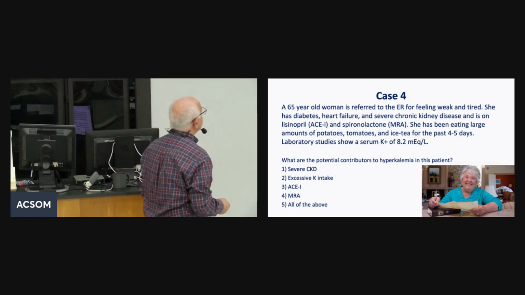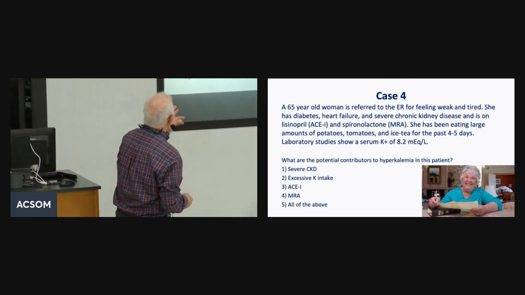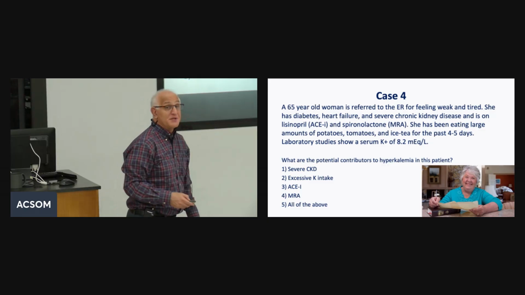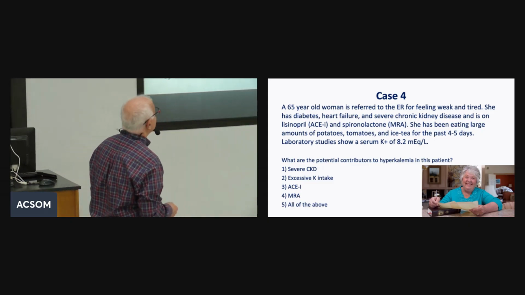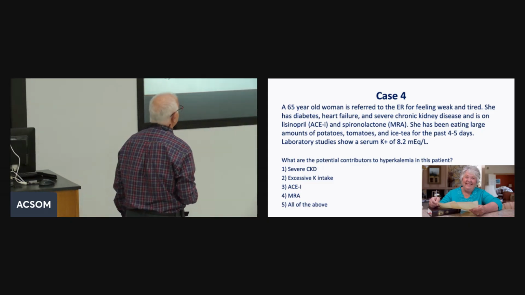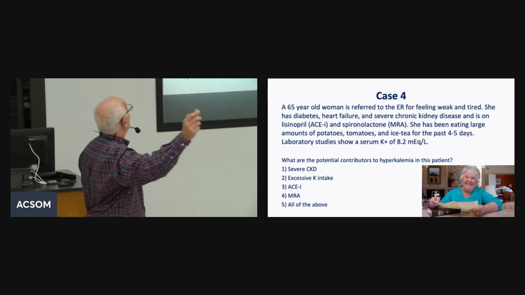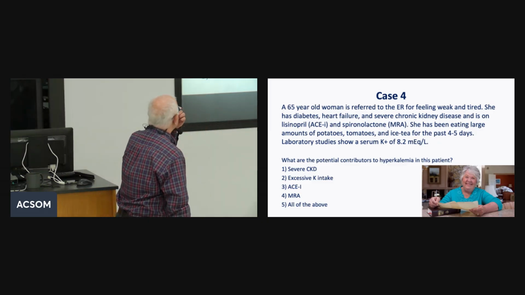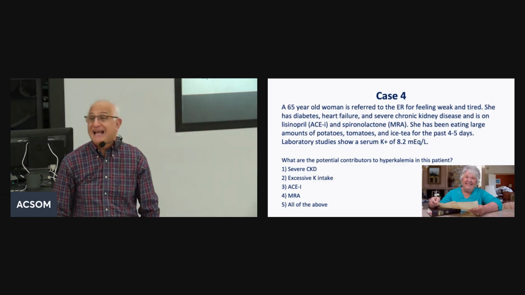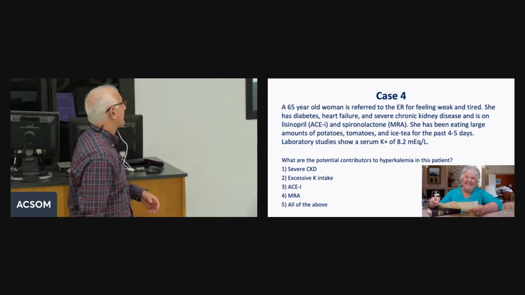Let's do it. 65-year-old lady referred to ER feeling weak, tired, diabetes, heart failure, severe chronic kidney disease, and is on lisinopril, which is an ACE inhibitor. You remember that pathway? Spironolactone, which is an MRA, mineralocorticoid receptor antagonist. She has been eating large amounts of potatoes, tomatoes, iced tea for the past 4 or 5 days. Lab studies show, oh boy, potassium of 8.2. Okay, and it is not unusual for us.